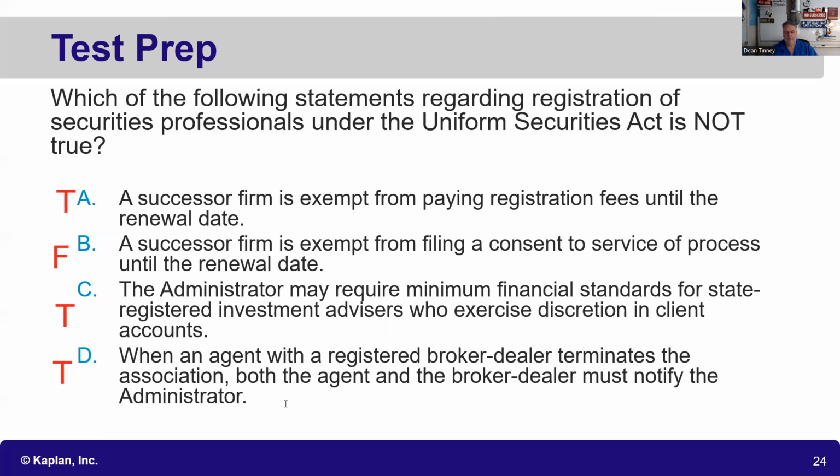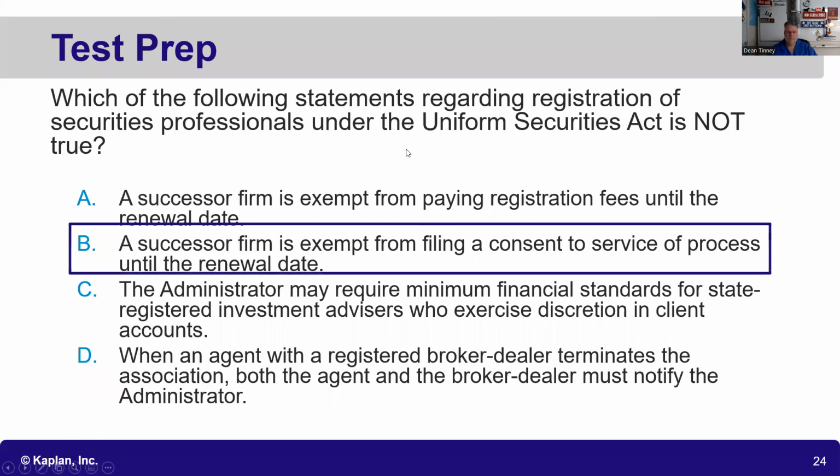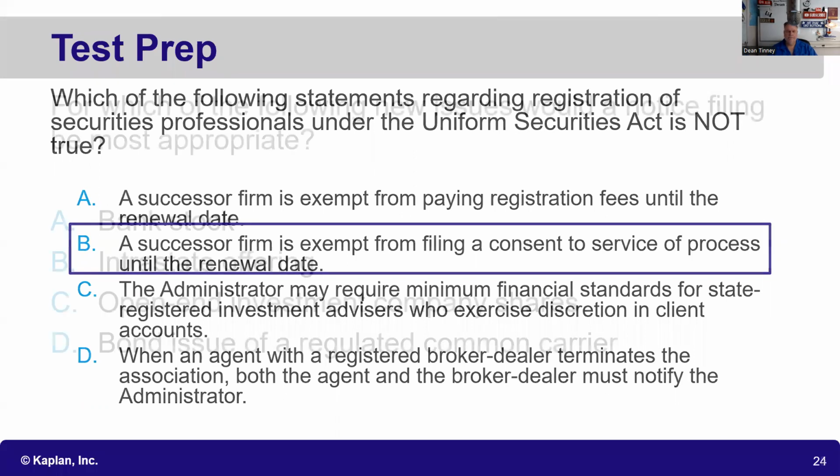When an agent with a registered broker-dealer terminates the association, both the agent and the broker-dealer must notify the administrator. That's true too. That's called a U5. U4 is how you associate with a broker-dealer, and U5 is how you disassociate. Remember, we said that the false thing is that consent to service is not a permanent part of your record.